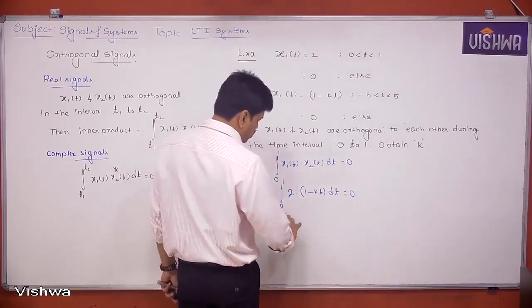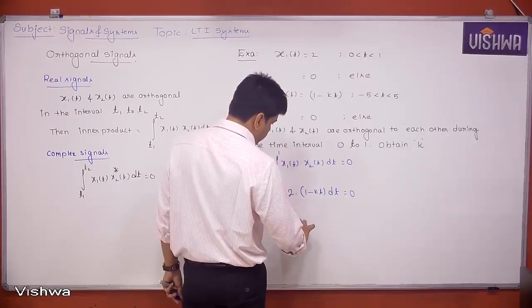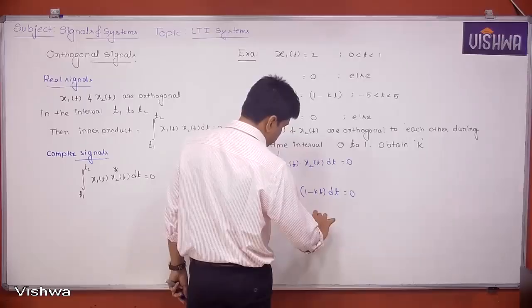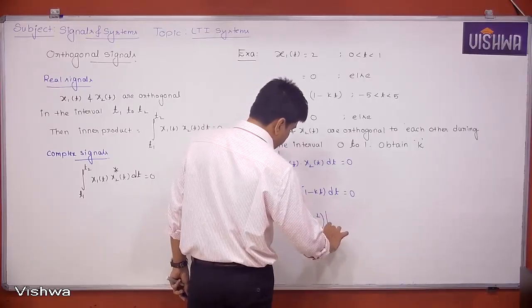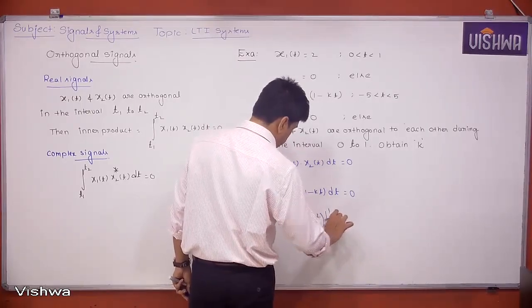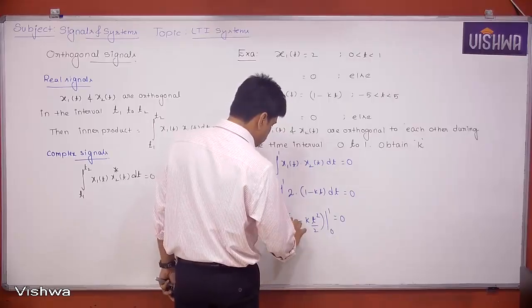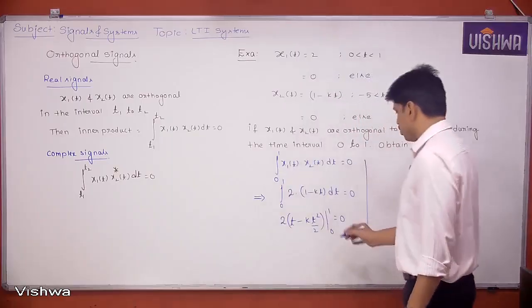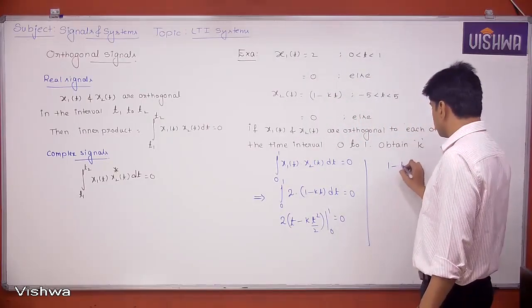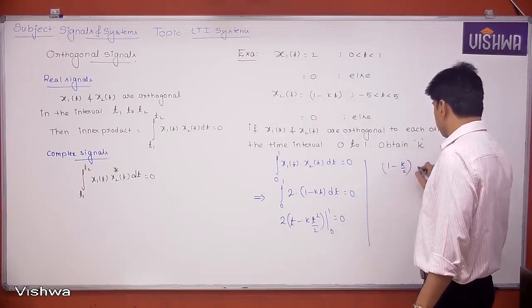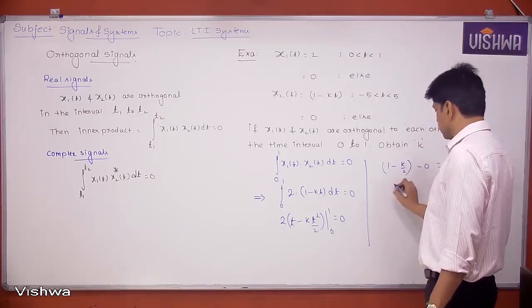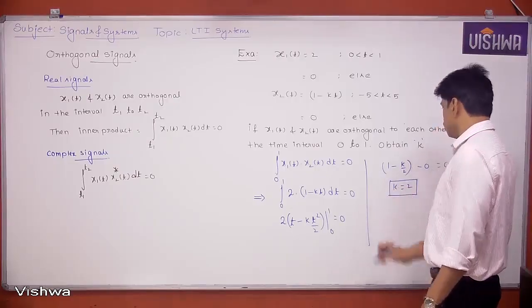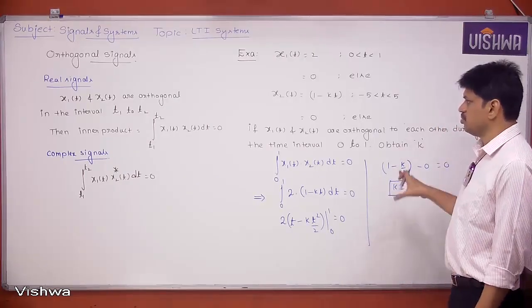If I integrate this, 2 into 1, that is going to be t minus k t square by 2, limits from 0 to 1, is equal to 0. If I apply the limits, what are we going to get? 1 minus k by 2 minus 0 is equal to 0. So simply k is equal to 2 we are going to get. I hope you understood. This is the way we have to calculate.